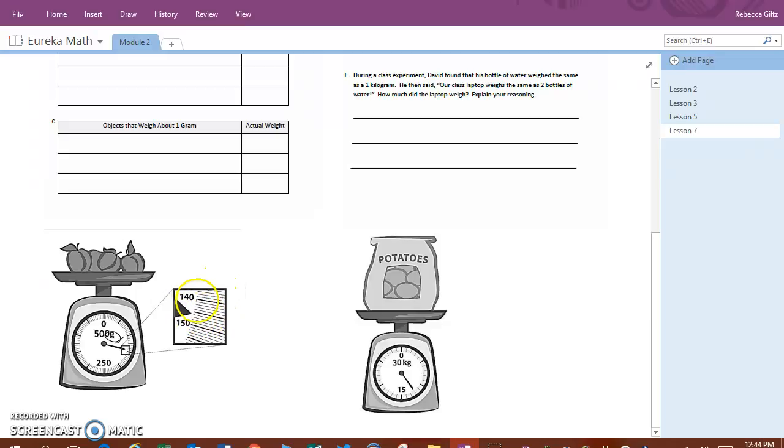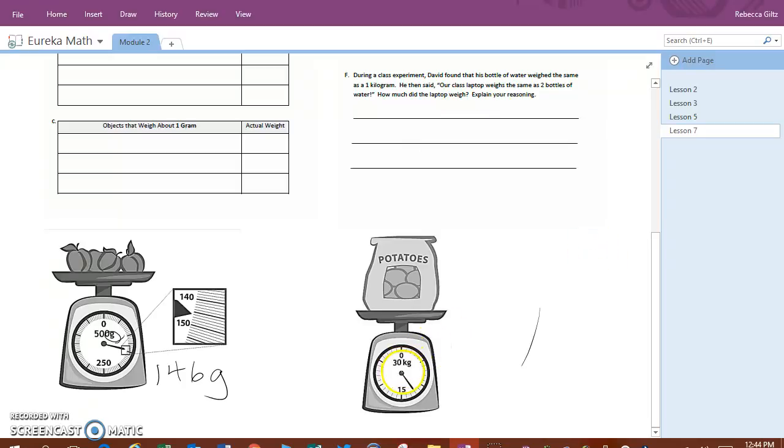This pointer is somewhere in between 140 and 150 grams. So if you think about it, what do you think this dark line is halfway between 140 and 150? If you thought 145, you would be right. So we're looking at the tick mark that's one past 145, on its way to 150. So if you think what's one more than 145, you would say that these apples weigh 146 grams.